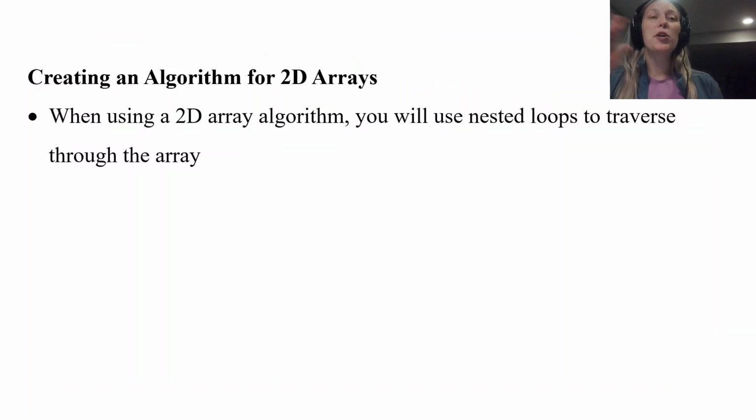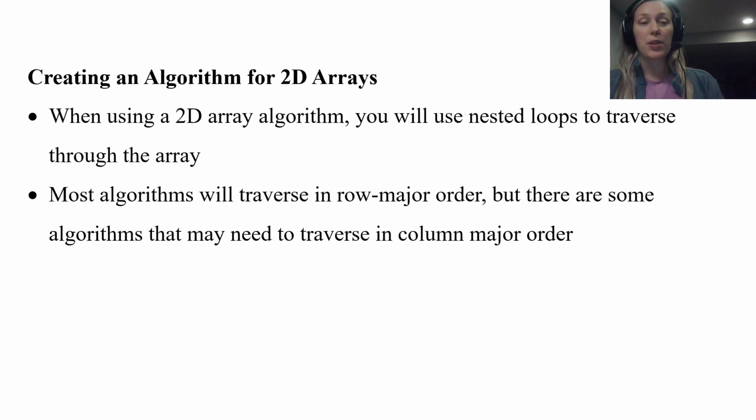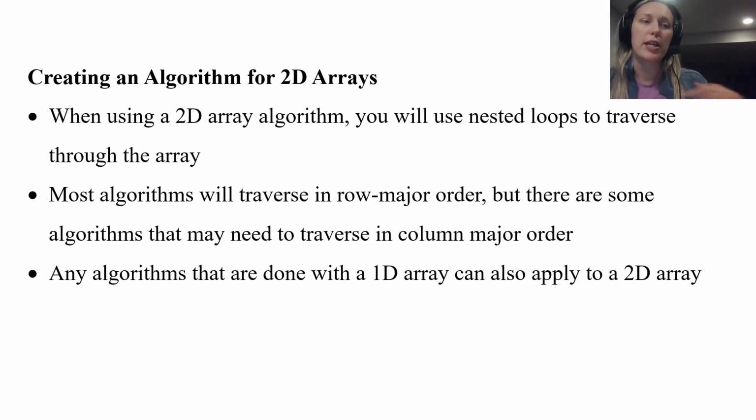So when we create an algorithm for 2D arrays, here are some things to keep in mind. You do need to use nested loops in some way to traverse through the array. Most of the time you'll traverse in row major order, but some algorithms need to be modified to traverse in column major order. So just pay attention to what the question is asking, okay? But most of the time, row major order is fine to traverse in.